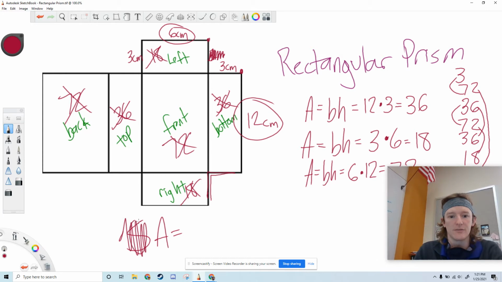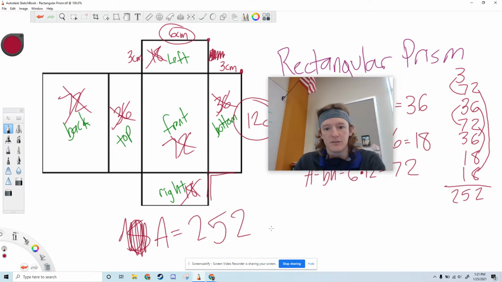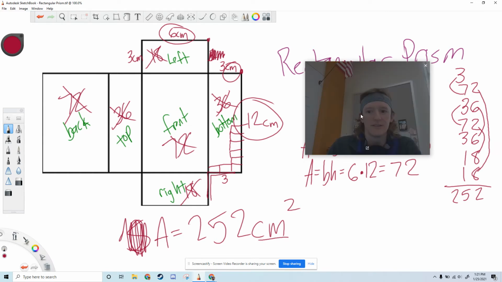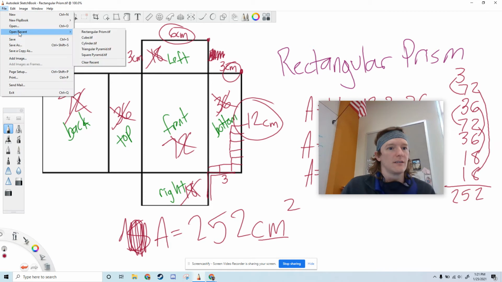Well, no, we won't, because we're not quite there yet. Area equals 252. I need a label. Earlier I said this is centimeters, and it's squared, because we're counting how many little square centimeters fit in here. If this one was 3, and it goes up by 12, there'd be 36 of them here. So square centimeters. Next one is going to be a triangular pyramid.